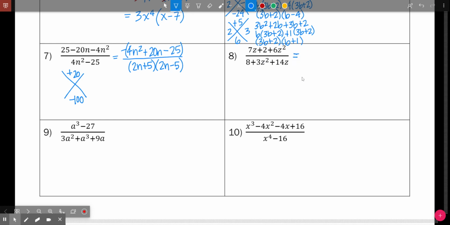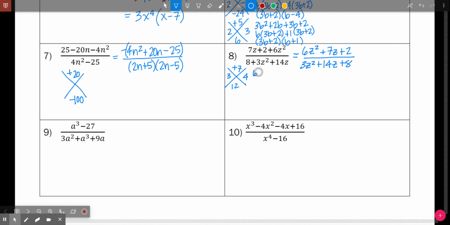And number 8, starting off the same way, I'm going to rewrite the numerator and the denominator in standard form. So I want it in descending order by degree. Once I have them in standard form, then I want to factor the top and the bottom. So I'm looking for two numbers that multiply to give me 12 and add to give me positive 7. So I will use 3 and 4.